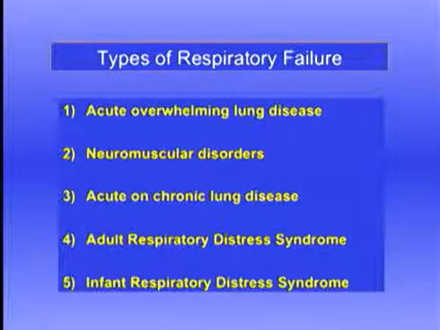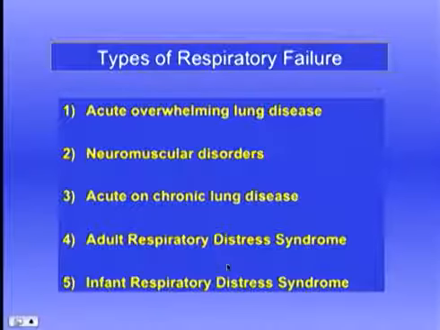Now let me move to the various types of respiratory failure. And here's a classification that is quite useful. You can have acute overwhelming lung disease, neuromuscular disorders, acute on chronic lung disease, adult respiratory distress syndrome, or the infant respiratory distress syndrome. And we're going to look at each of these in turn.